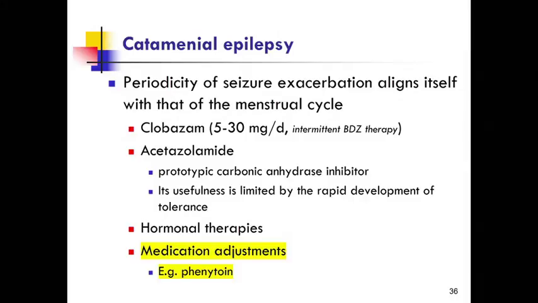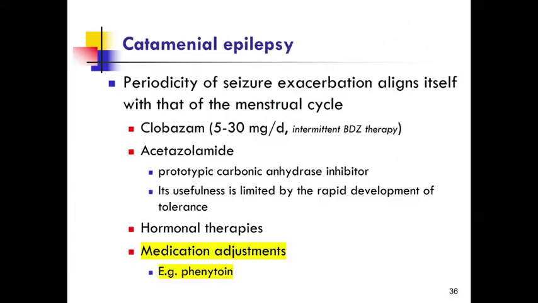So what can you do? Intermittent benzodiazepine therapy. In the vulnerable phase of the cycle, you give clobazam to support the anti-epileptic agent. That is all. Okay. Then some have also tried acetazolamide. There was some effect. Then there is also the possibility of giving progesterone when necessary, so hormonal therapies.